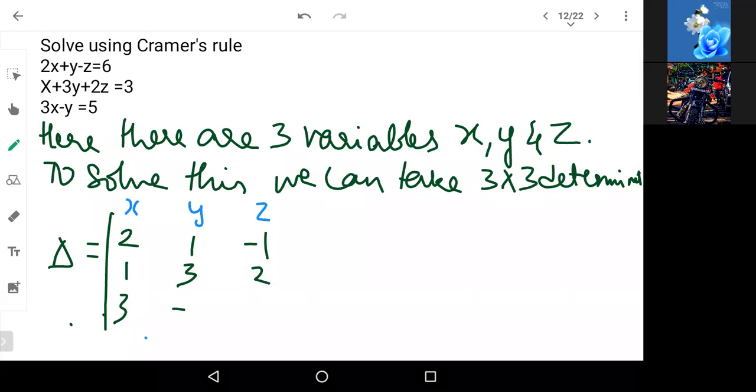3x - 1y, but there is no z. Yes, very good. Correct. So since there is no value, we will take it as 0. Very good. Okay. So this is our determinant. Now we have learnt how to solve a 3 into 3 determinant. How do we solve a 3 into 3 determinant?